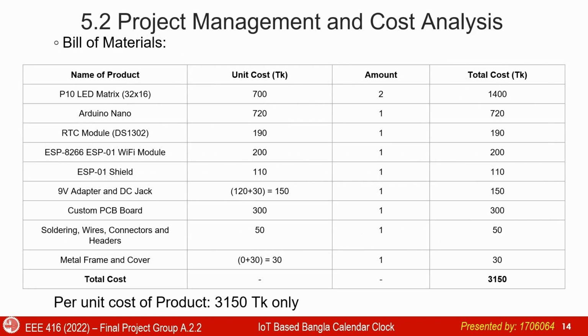Next, we turn to the bill of materials. We can see that each LED P10 matrix costs 700 taka and some transport. There were some delivery costs which are excluded in this table. We also used Arduino Nano and some other modules, the price of which is listed in this table, and the overall price is around 3,150 taka plus additional costs.